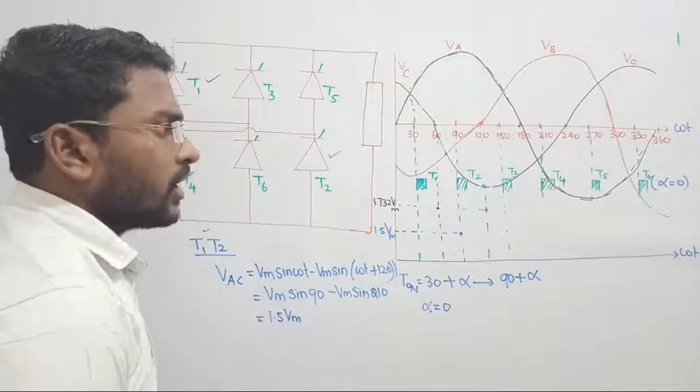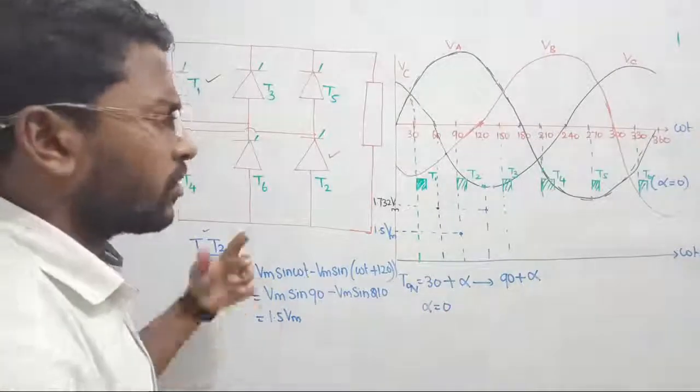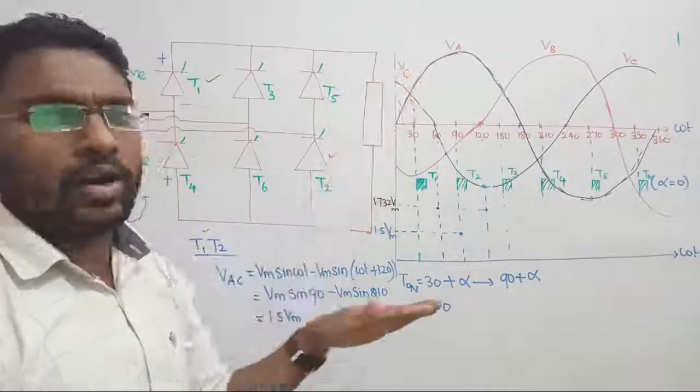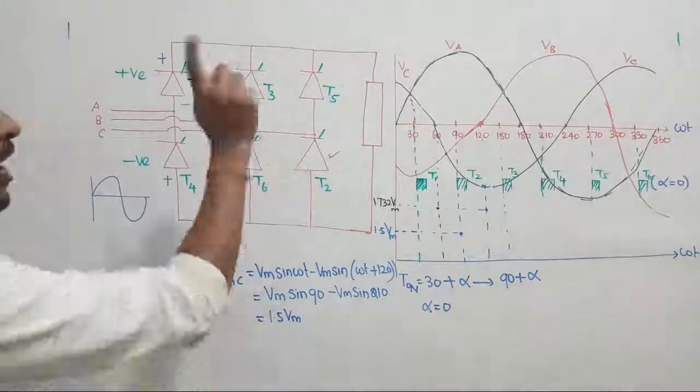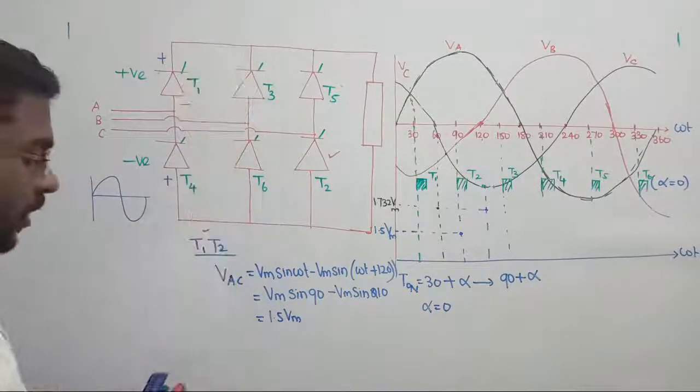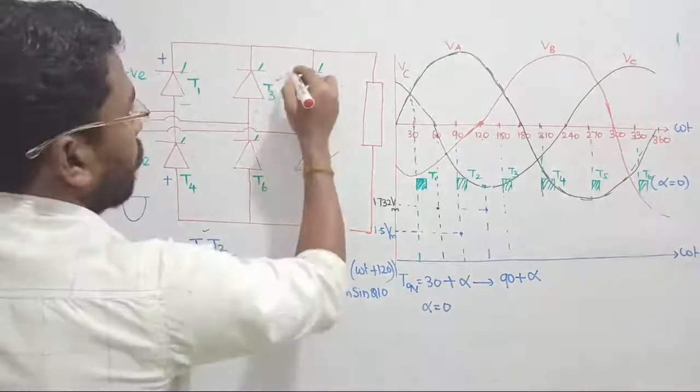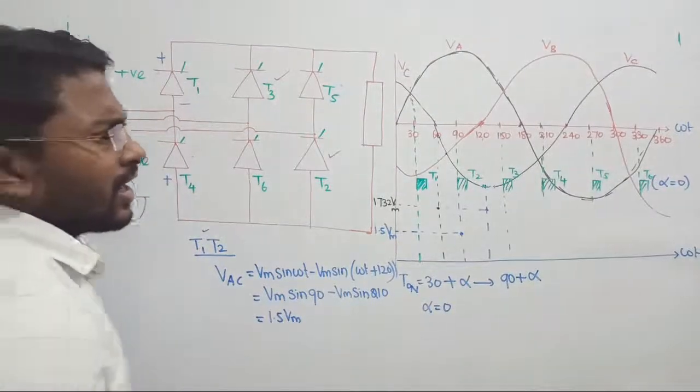Let's see what happens. Thyristor T3 is in the upper leg, the lower leg, the upper leg. Upper leg in the sense positive voltage. So before this, who was positive? T1. It will be turned off. Now T3 will go into turn on. Only one positive voltage you can consider. Or else you can consider here also.